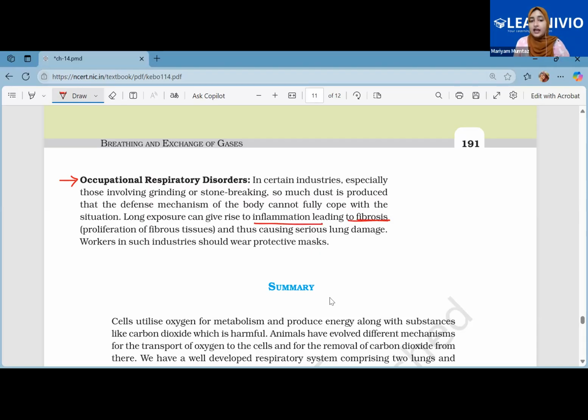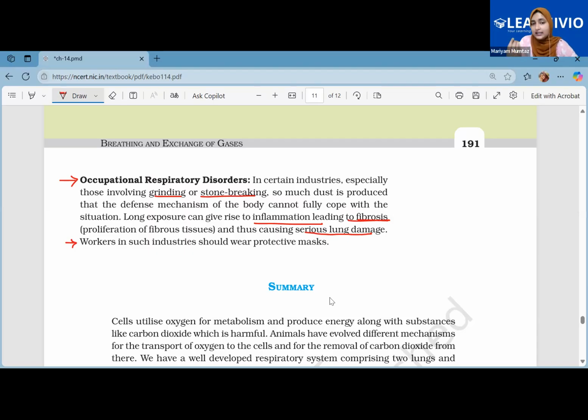Fibrosis means, imagine the lungs, which are very soft and spongy tissue, becoming rock hard. Fibrosis means fibrous, it's becoming harder. In certain industries, especially those involved in grinding or stone breaking, so much dust is produced that the defense mechanism of the body cannot fully cope. The nasal hair is nothing in front of it. So long exposure can give rise to inflammation, leading to fibrosis and thus causing serious lung damage. So the workers in such industries should wear protective masks, right?